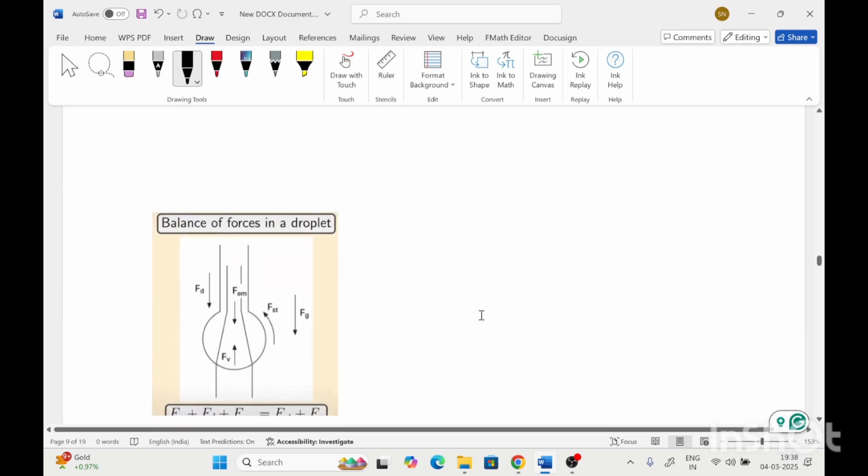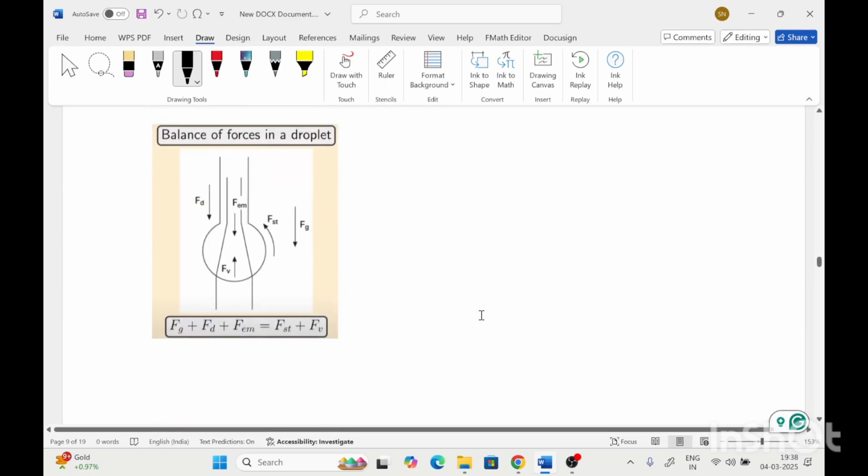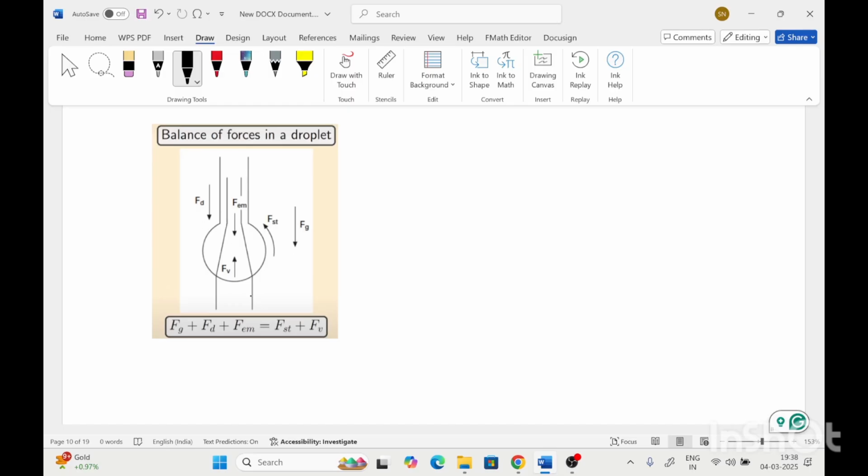So this image is shown for the balance of forces in a droplet. This is the electrode, and this is the droplet created. The Fd is the aerodynamic force working downwards. The Fg is the gravitational force, also working downwards. Fem is the Lorentz force, which will also assist the drop down of this droplet. Only the Fv, which is the vapor jet force, and the surface tension force will oppose the transfer of the droplet to the workpiece.